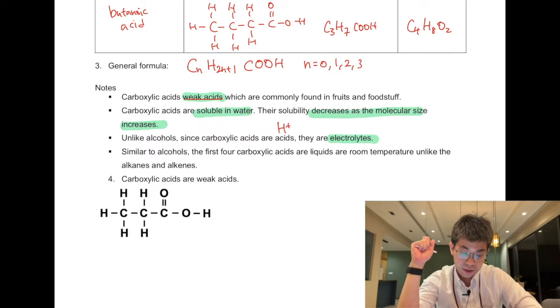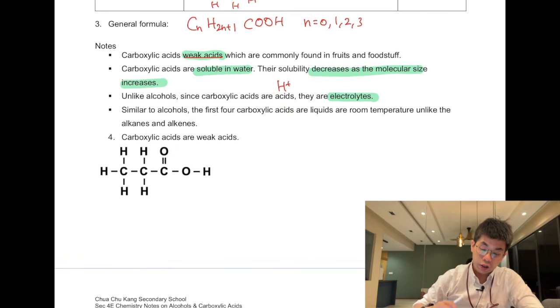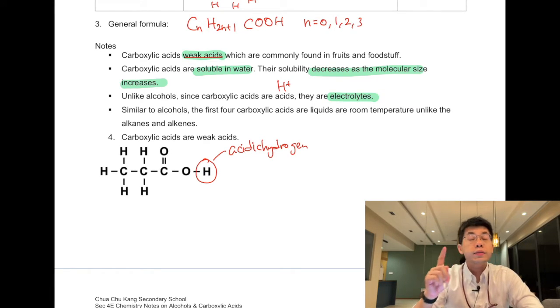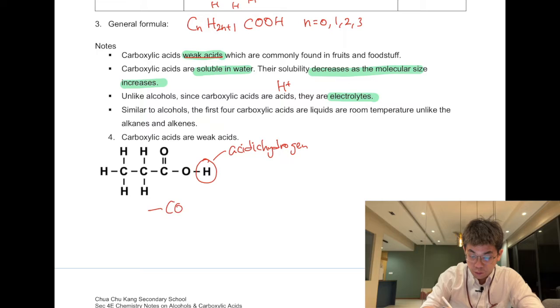Carboxylic acids are also liquids at room temperature, like alcohol, but not like the alkanes and the alkenes. If you look at the structure here, carboxylic acids are weak acids. We have this H over here, and this H is what we call the acidic hydrogen. We have one COOH group, and because we have one COOH group, this is monobasic.